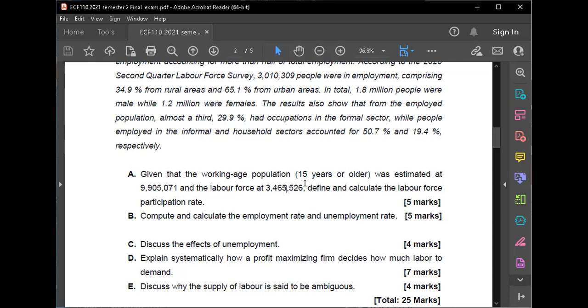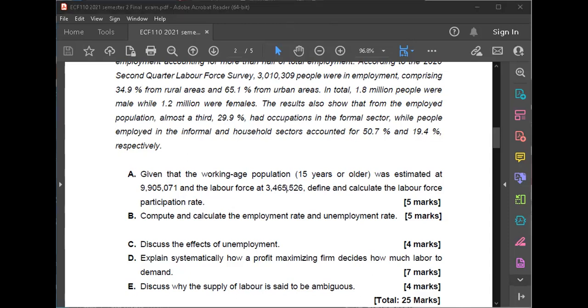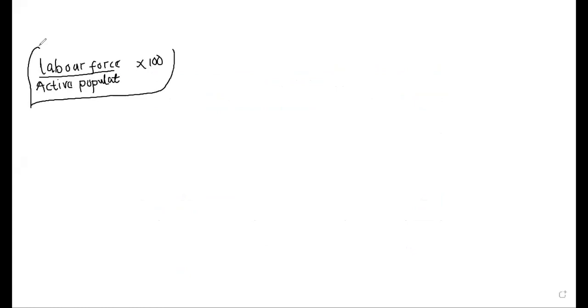I hope that is all good. What about the definition? You put the formula in terms of this. So you can just say the ratio of the labor force to the active population. So look at the formula, it is this, isn't it? So it is the percentage of the labor force to the active population.